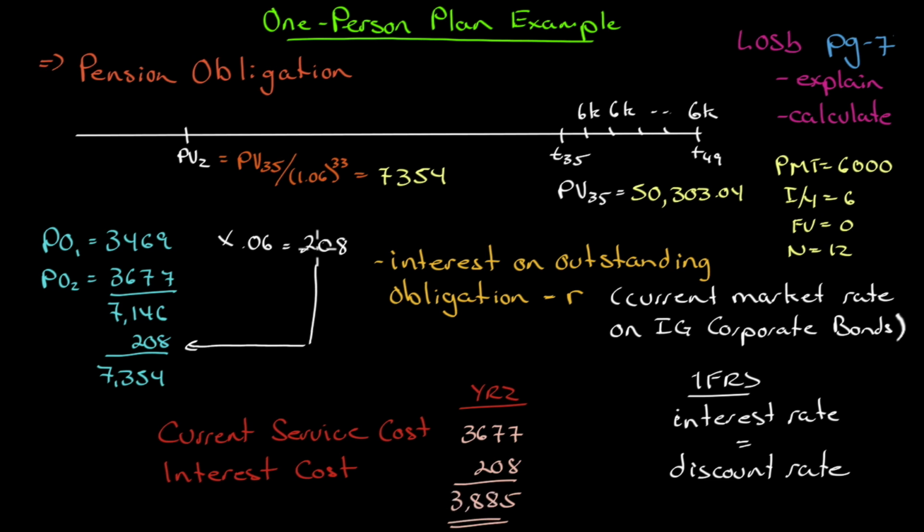Where do we get the R, by the way? We should make a note of that. The interest on the outstanding obligation, by the way, is R. Our discount rate was 6%, and the interest on the obligation is 6%. That's an IFRS thing, that the interest rate equals the discount rate. And the rate that we use is the current market rate on investment-grade corporate bonds.